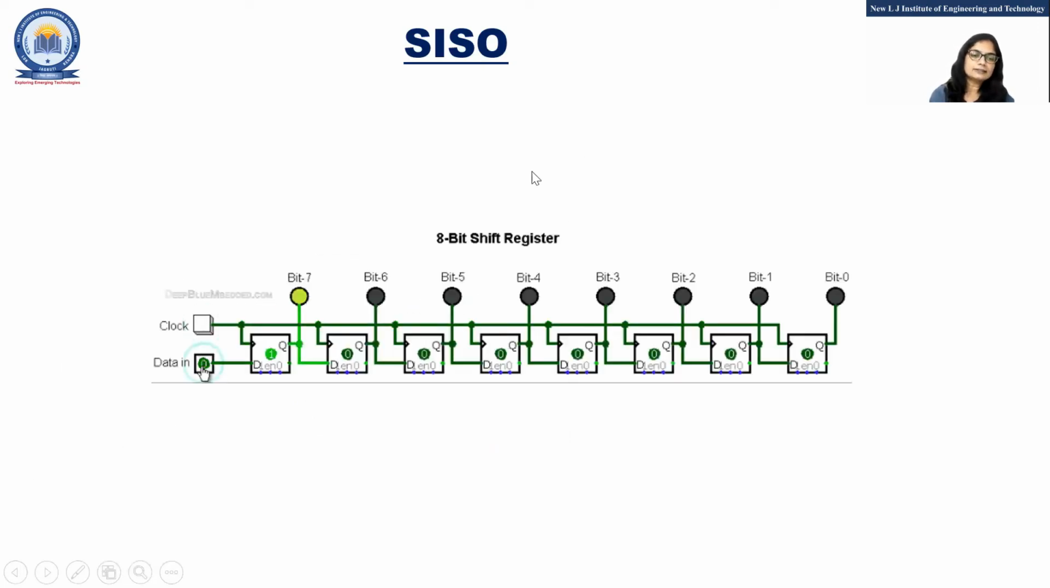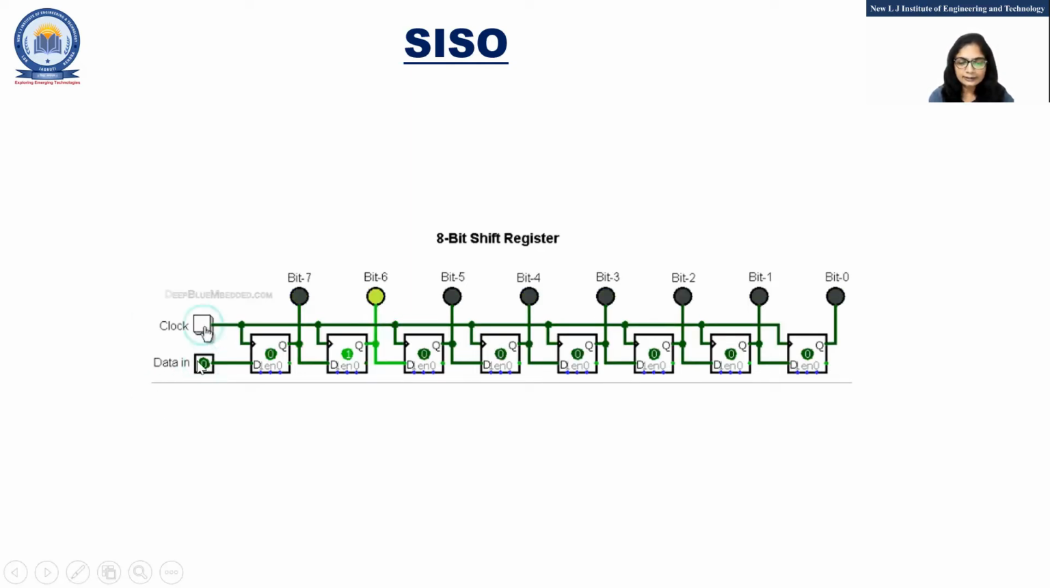Now we will see this diagram so you can easily understand the working of the shift register. Here, this diagram shows an 8-bit shift register. 8-bit means we are using 8 flip-flops. Now data is moving to the right side. Here we are applying the clock simultaneously to each and every flip-flop.